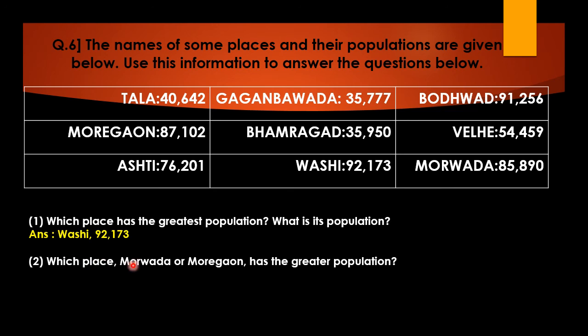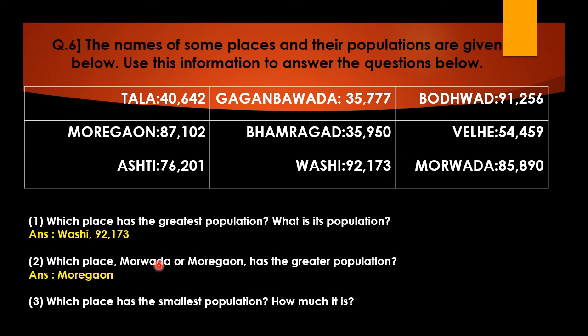Which place, Morwada or Moregaon, has the greater population? Morwada. Let us find the Morwada. Population is 85,890 and that of Moregaon is 87,102. So which is greater one? Obviously 87,000 is greater. Therefore answer is Moregaon.